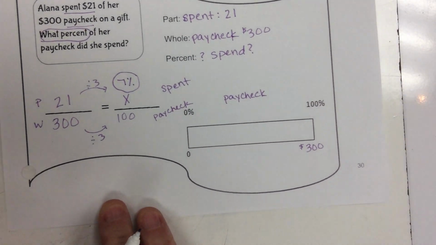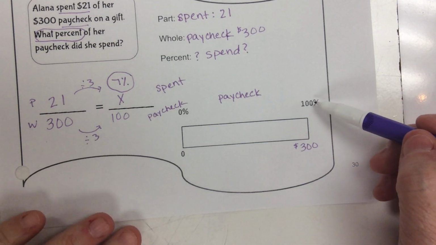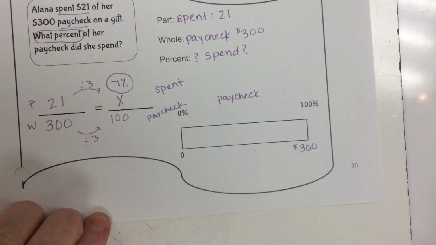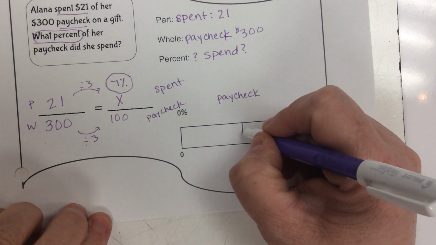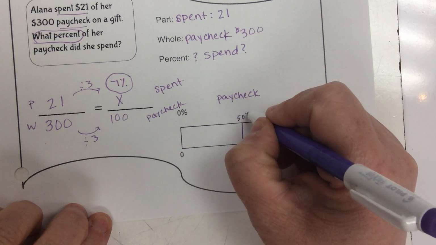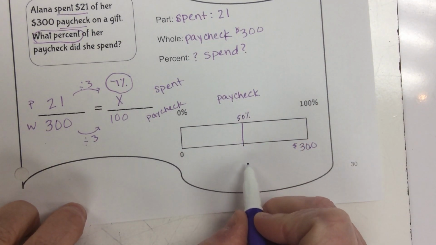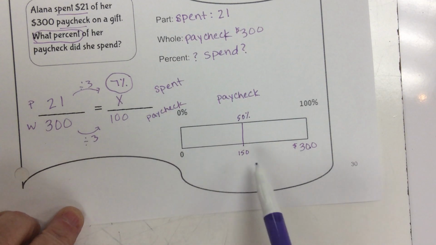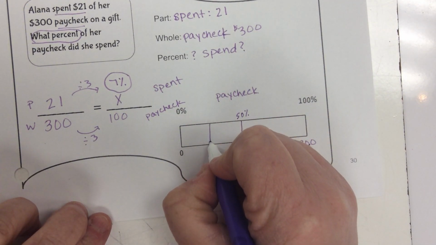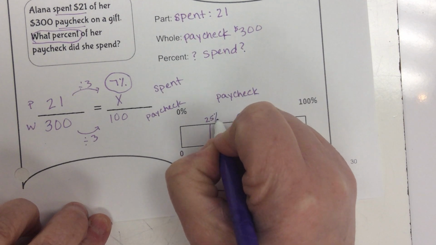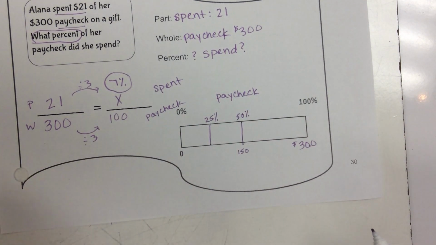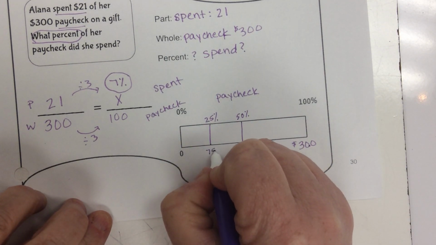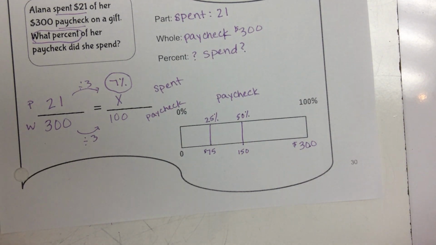Now, on our percent bar here, if 100% of her entire check represents $300, we're trying to get down to $21. So I'm going to use what are called benchmarks. Well, 50% is half. How much money would that be? What is half of 300? 150. Well, I'm going to go with 21, so it's a lot smaller. So I'm going to cut that in half and say 25%, which is half of 50%. What number is half of $150? $75. It's even less than that.